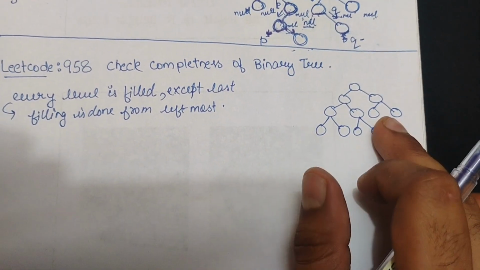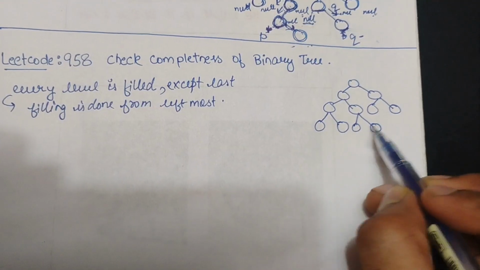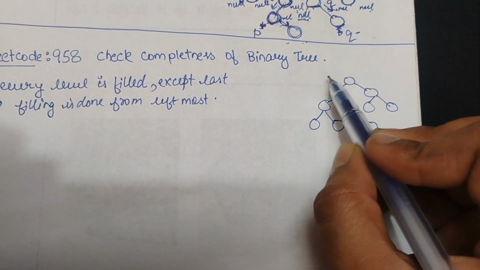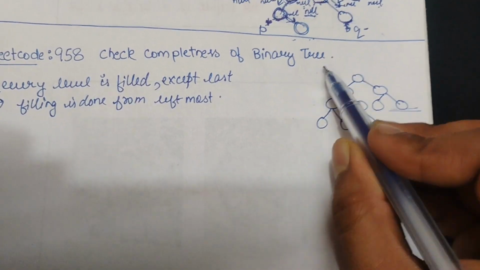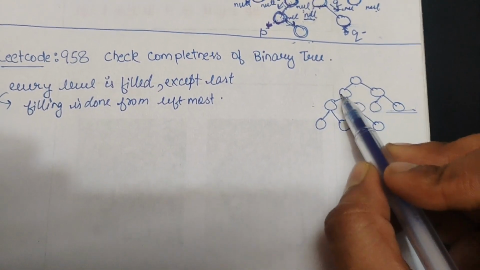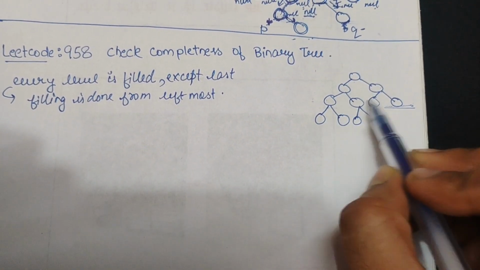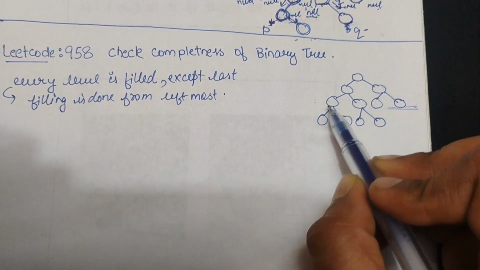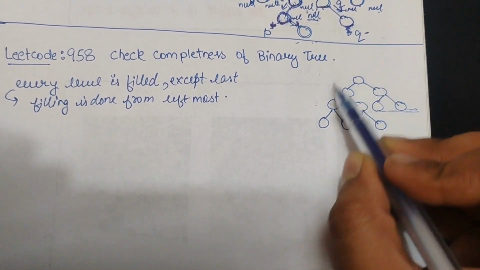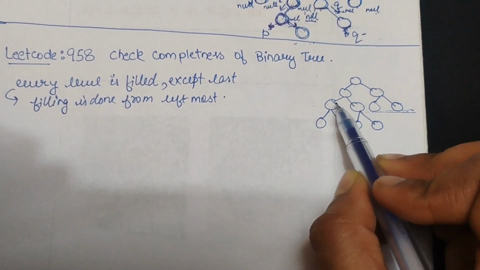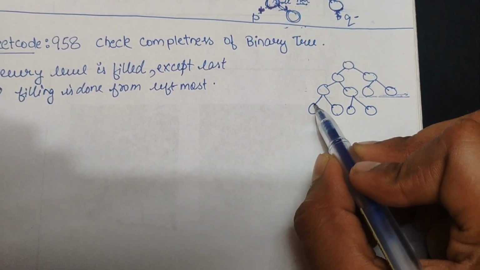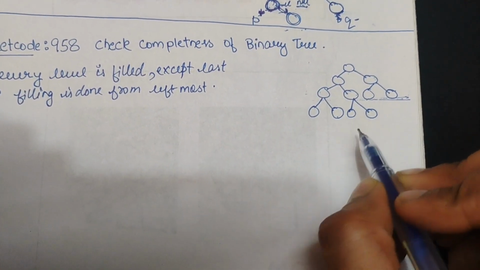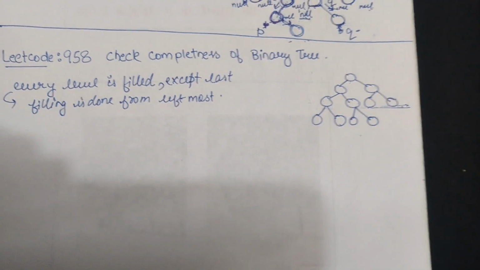Okay, we'll hide the last level. We'll not look at the last level. First we'll see all the levels above the last level. We'll see, does every node have two children? Yes, it has. All the levels above the last level should be filled. Yes, it is filled. Now in the last level we'll see that nodes should be from the leftmost. Yes, it is. So it is a complete binary tree.